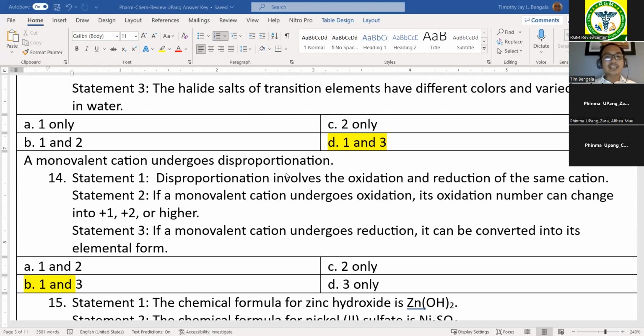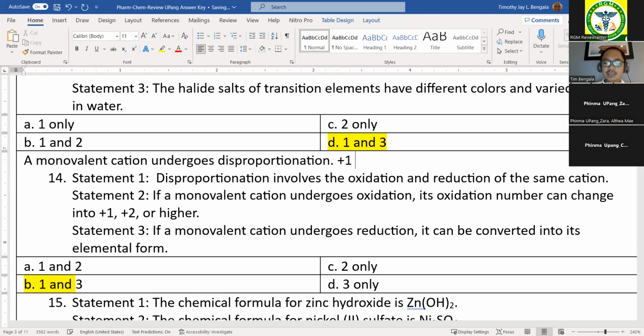So number 14, question number 14. A monovalent cation undergoes disproportionation. So ngayon, meron namin dito mga different terms, no, that I want you to hopefully still remember. First, monovalent, so that means positive 1. And then cation, so dapat positive 1, no? So positive 1 yung charge niya.